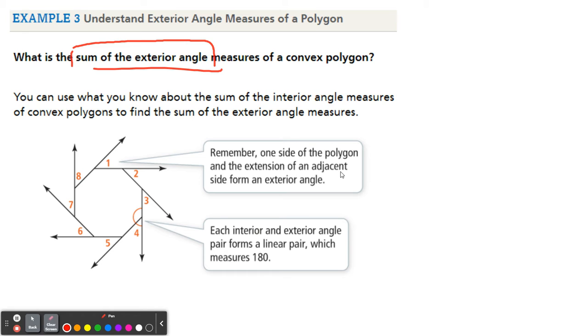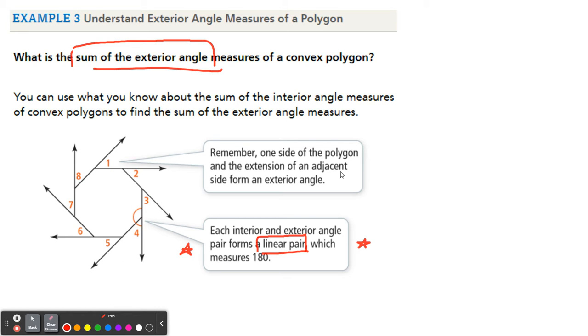So let's take a look at our picture. Let's remember that one side of the polygon extends. The other side is the other side of the angle. That's how you get an exterior angle. This right here is very important. The interior and exterior angles form what are called linear pairs, right? They create these straight lines. See this right here? Interior angle, exterior angle, straight line. So they're going to add up to 180.